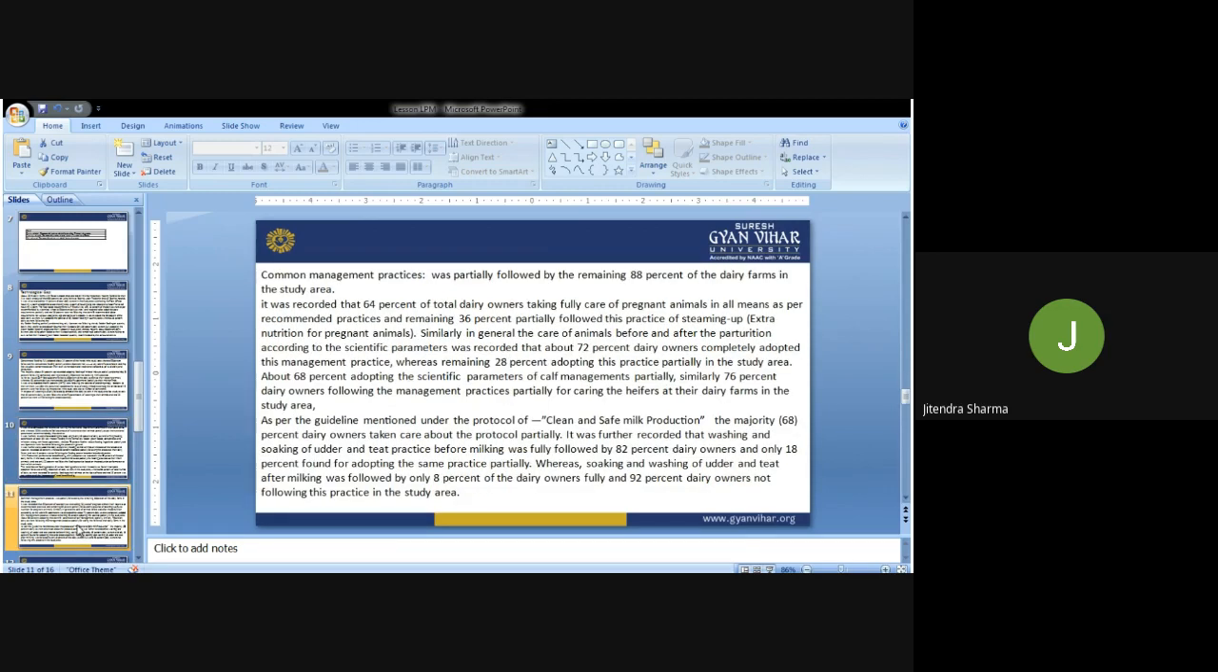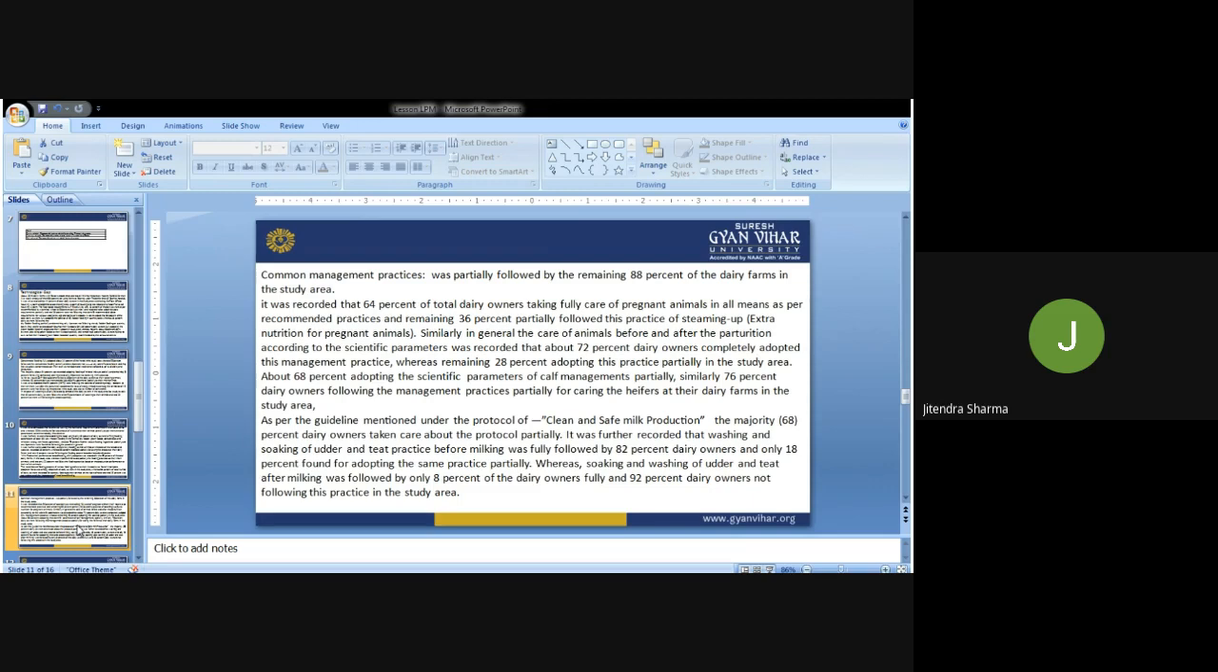The common management practices were partially followed by the remaining 88% of dairy farmers in the study area. It was recorded that 64% of farmers take full care of pregnant animals in all means as per the recommended practices, and the remaining 30% partially. It means almost all the animal owners have the attention to handle the pregnant animal very carefully. Similarly, for the care of animals before, after, and during parturition, 72% completely follow this practice, whereas 28% follow it partially.